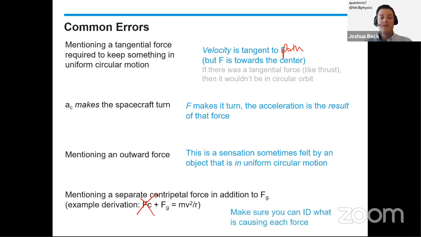So whenever you identify forces, make sure you can identify what is the actual cause of that. Right? In the case of Fg, I can identify the cause. It's a gravitational attraction between the spacecraft and the planet. Fc, what is that? There's nothing else there. That gravitational force is a center-seeking force in this scenario, so it will create the centripetal acceleration. There's not an additional Fc that belongs in your analysis or your derivation.